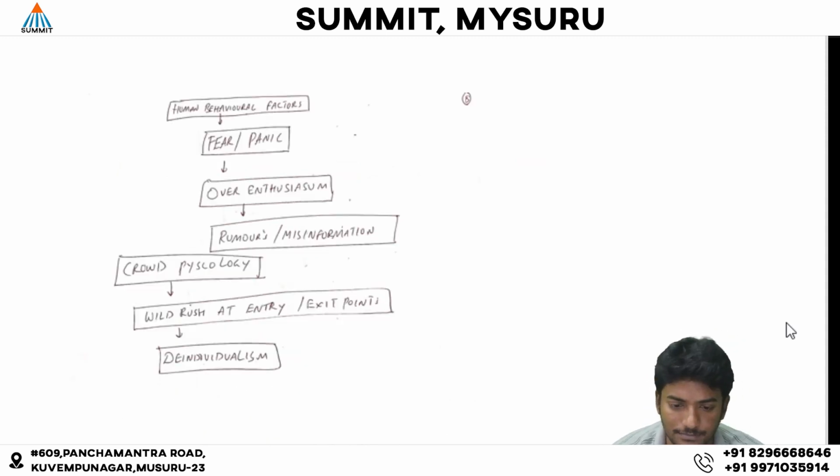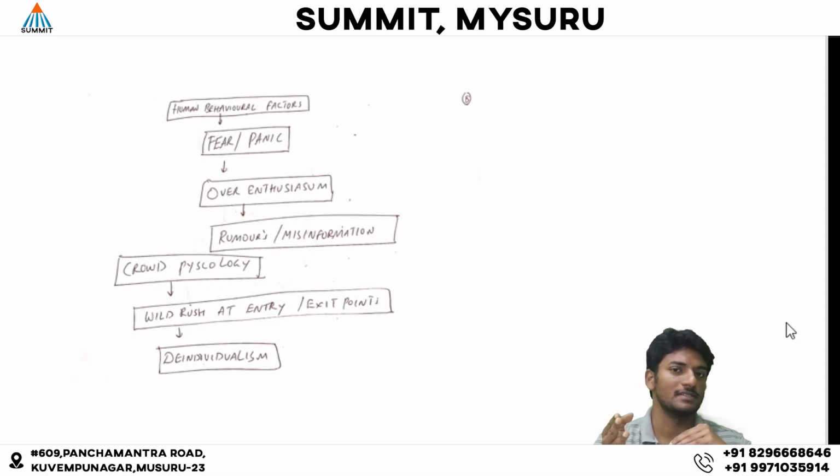Next, we will discuss the human behavior factors that are responsible for the stampede. Fear, panic, or excitement lead to carelessness, impatient behavior, and aggressive behavior in response. These factors aggravate the situation of the stampede.